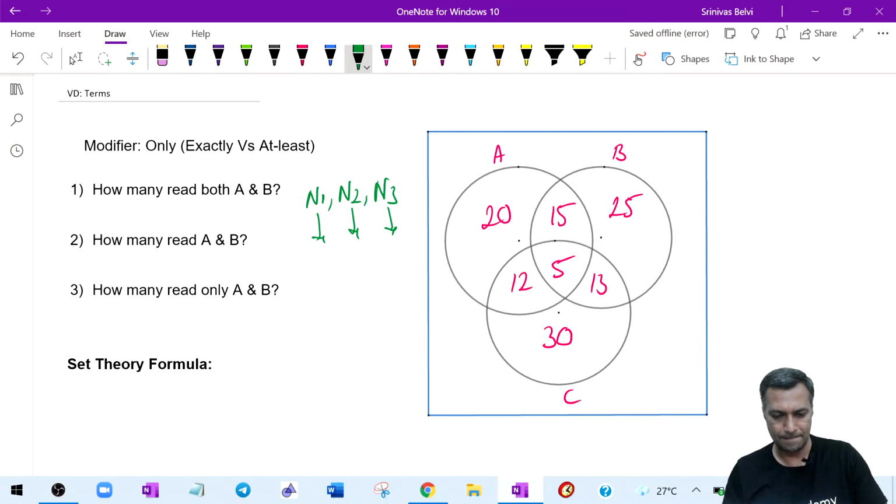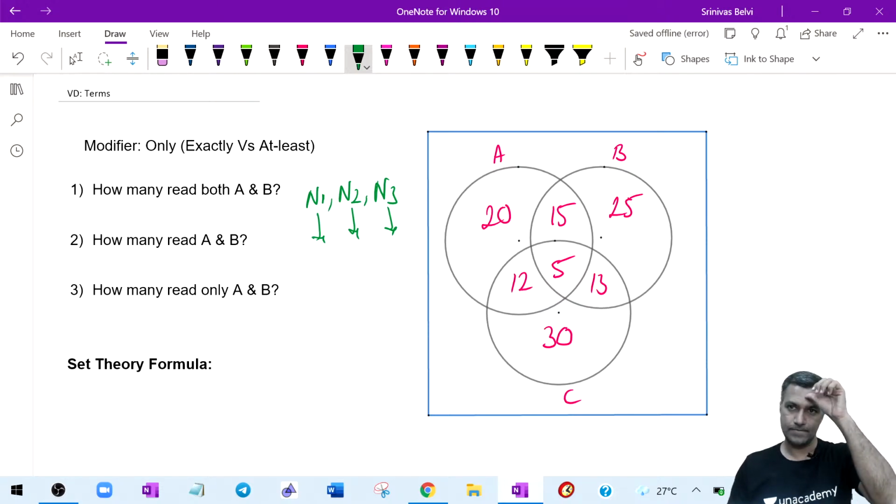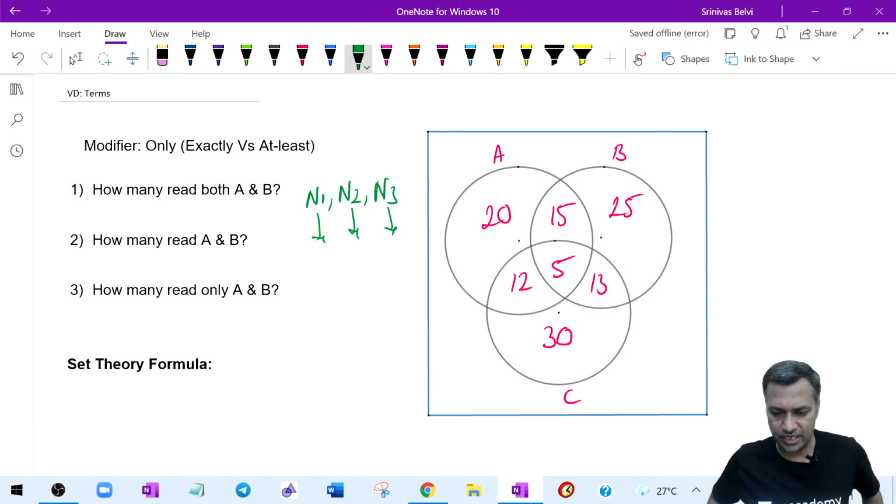Put 3 numbers in the chat, all of you. Quick, quick. How many read both magazines A and B? First question. Second question. Third question: how many read only magazines A and B? Just give 3 numbers: something, comma, something, comma, something.